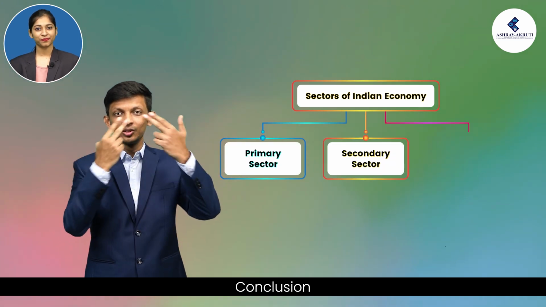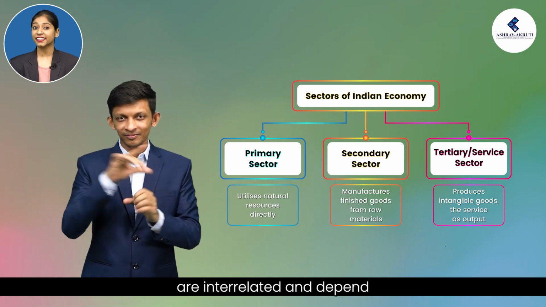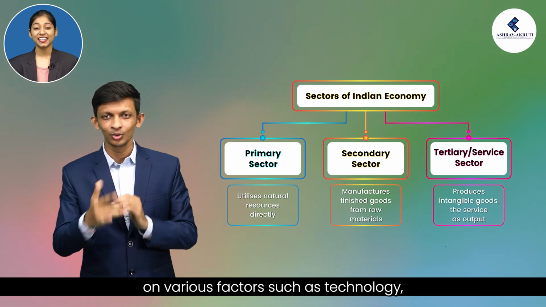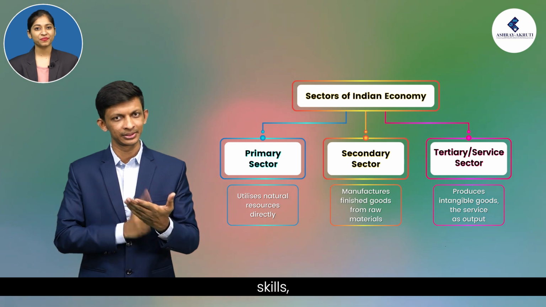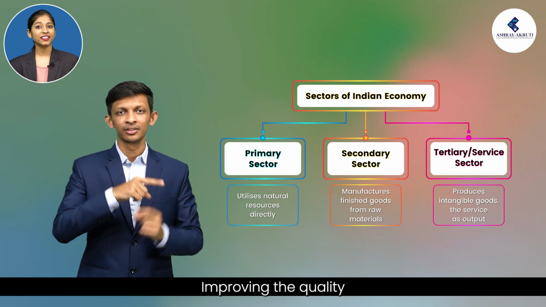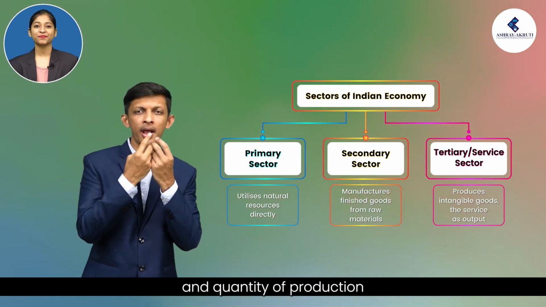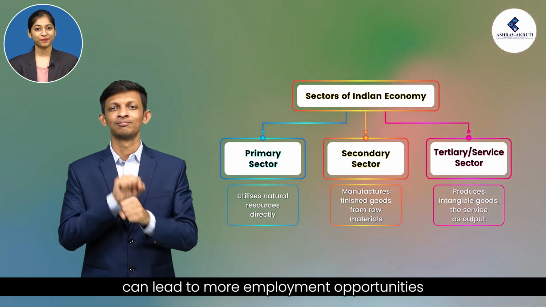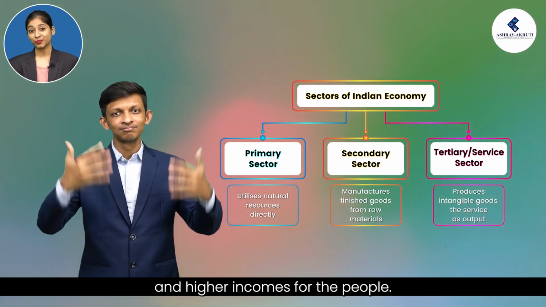Conclusion: production and employment are interrelated and depend on various factors such as technology, skills, demand, trade, etc. Improving the quality and quantity of production can lead to more employment opportunities and higher incomes for the people.